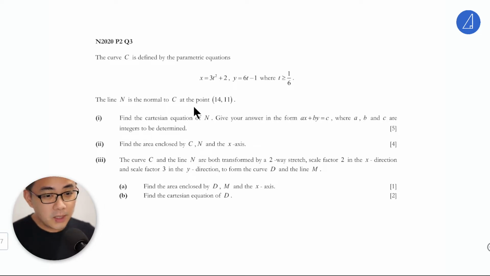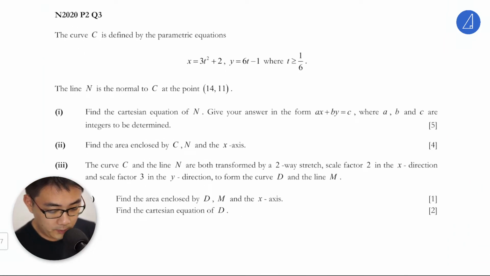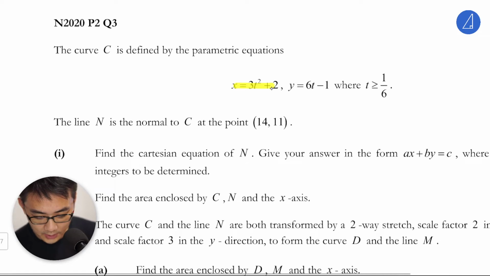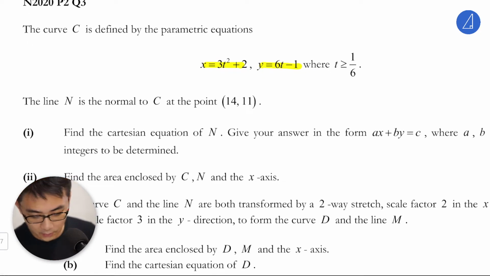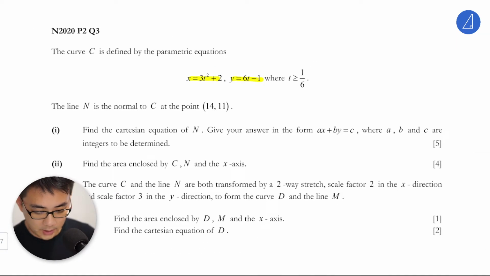Okay, so let's look at this question, which was taken from the year 2022, paper 2, question 3. This is from the H2 A-level mathematics actual paper. The curve C is defined by the parametric equations x equals 3t squared plus 2 and y equals 6t minus 1, where t is greater than or equal to negative 1. What we need to do now is find the Cartesian equation of n.